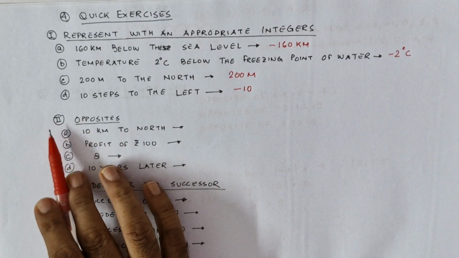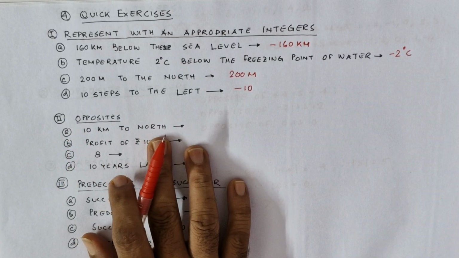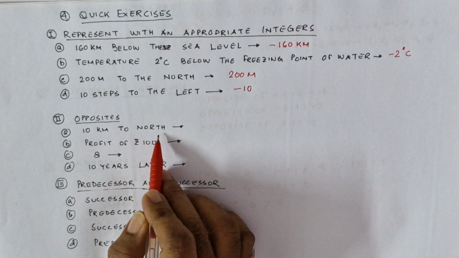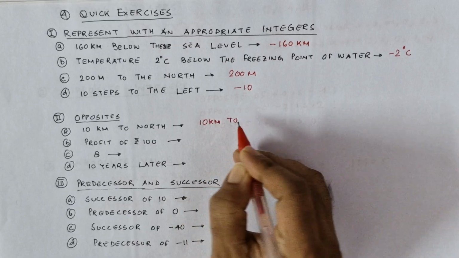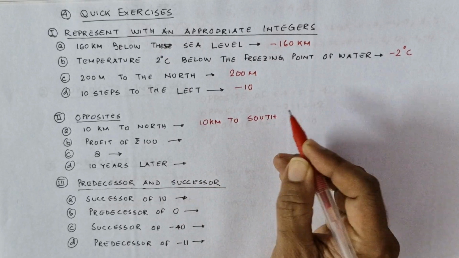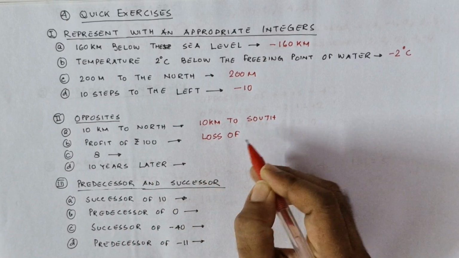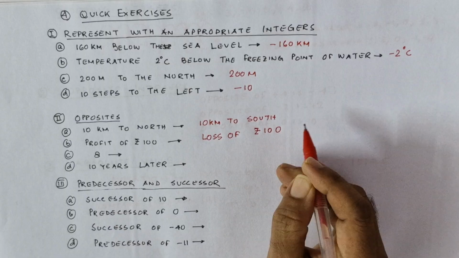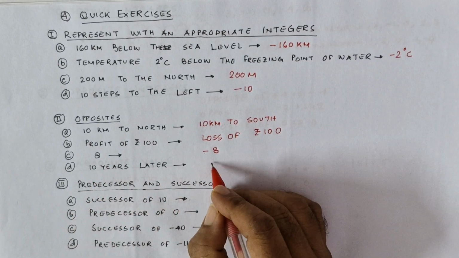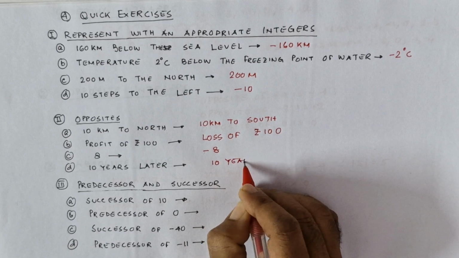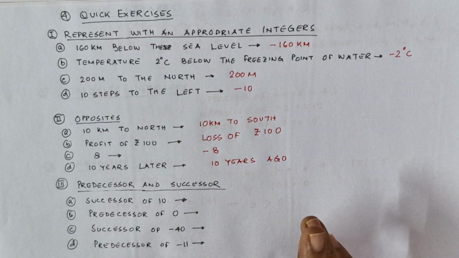So let us come to the second category of question, opposites. You have to write the opposite of what is there in the question. 10 kilometer to the north. So what will be the opposite of it? Simple, 10 kilometer to the south. Profit of rupees 100, so it will be loss of rupees 100. 8, opposite will be minus 8. 10 years later, simple, it will be 10 years ago. So you might get questions such as these, very simple questions.